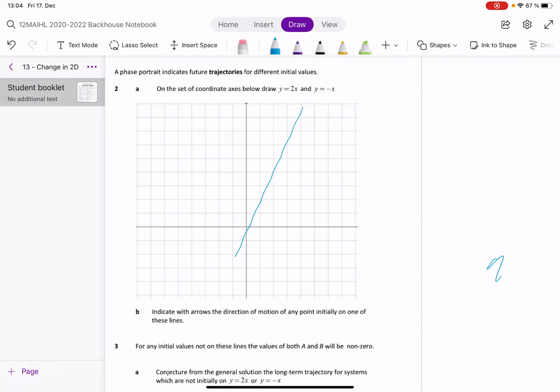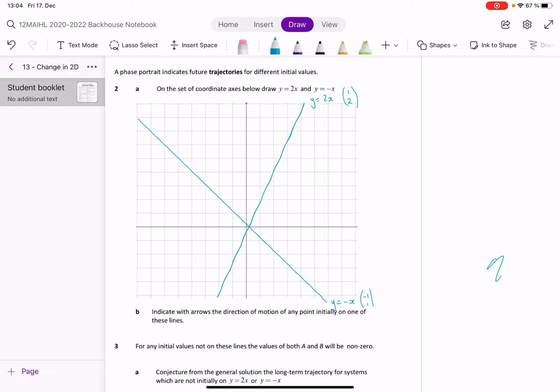Okay, so here, that's not very good. That's meant to be y equals 2x, which represents our eigenvector 1, 2. And then the other one is y equals negative x, which is going to go down here. Okay, they're not quite going through the origin. Okay, and that was the other part of our solution.